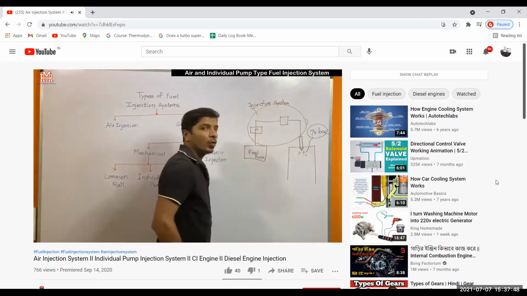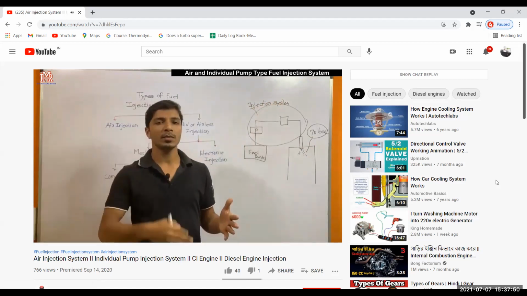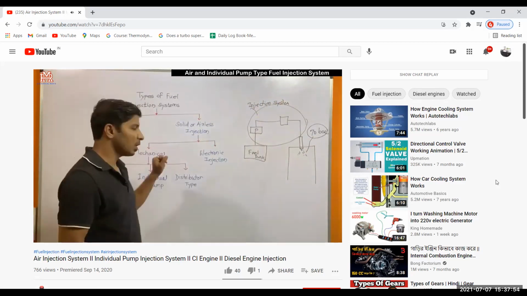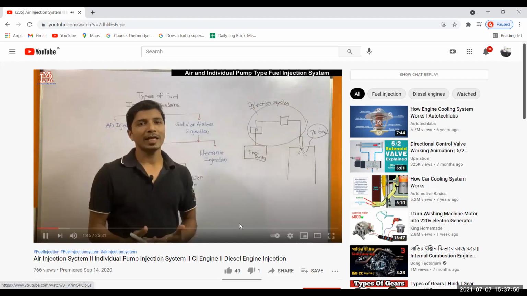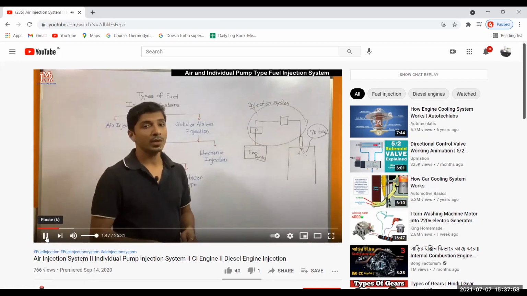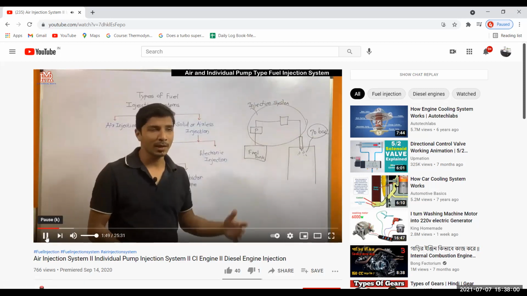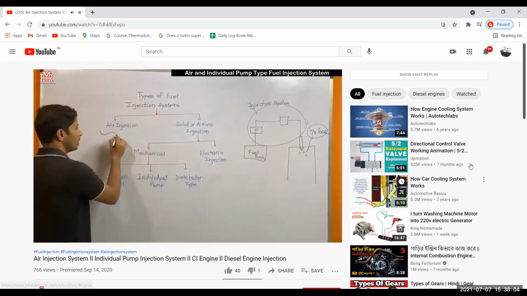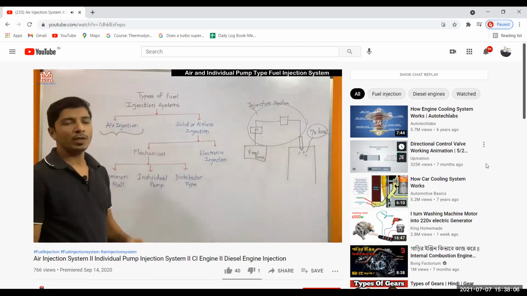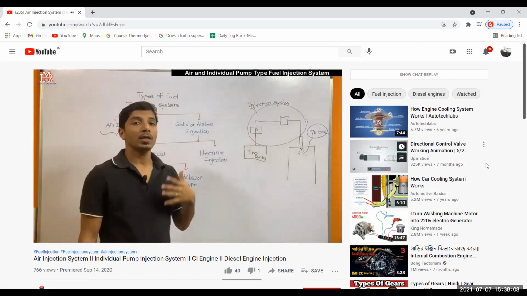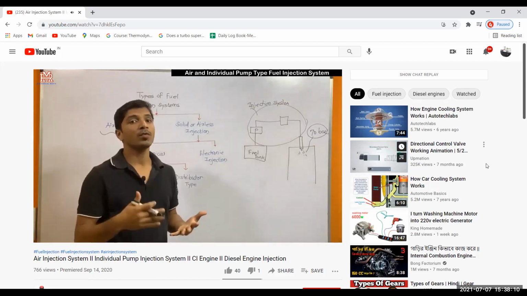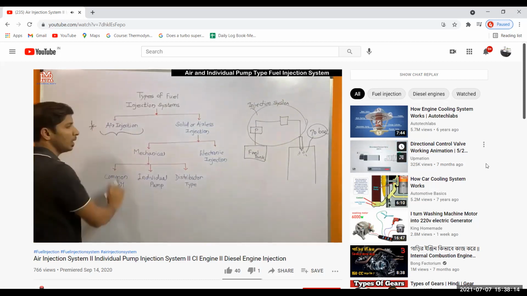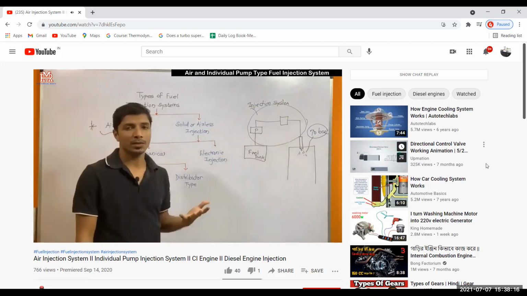Before moving towards the air injection system, CRDI, common rail diesel injection system, and individual pump distribution, you should know that fuel injection systems can be classified into different types or categories. Many years ago, when the fuel injection system was developed by Rudolf Diesel, the first system used in an engine was the air injection system.